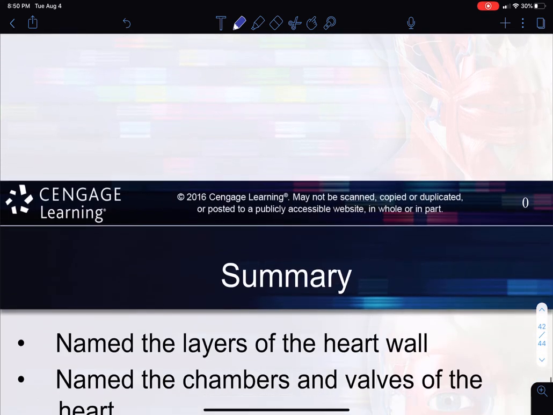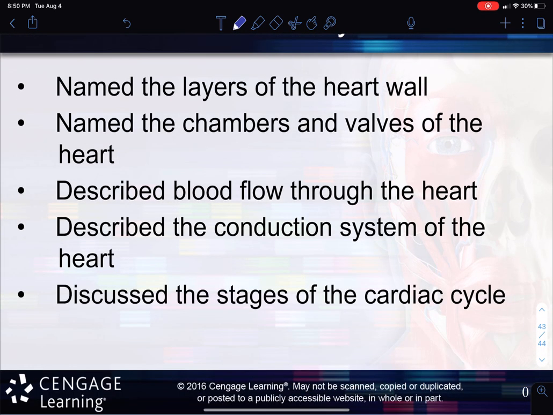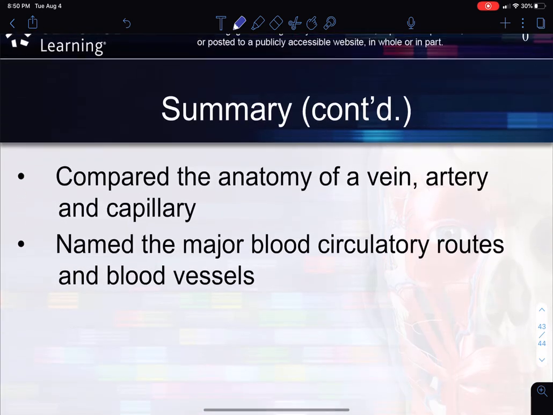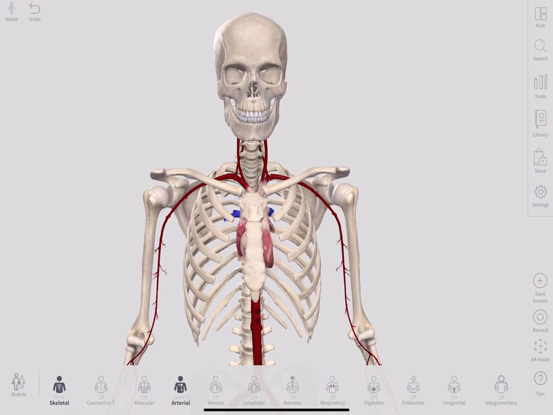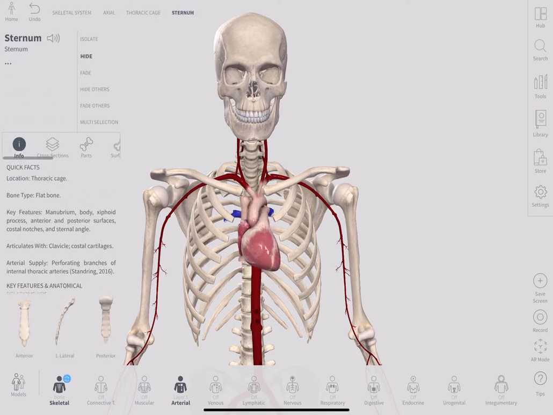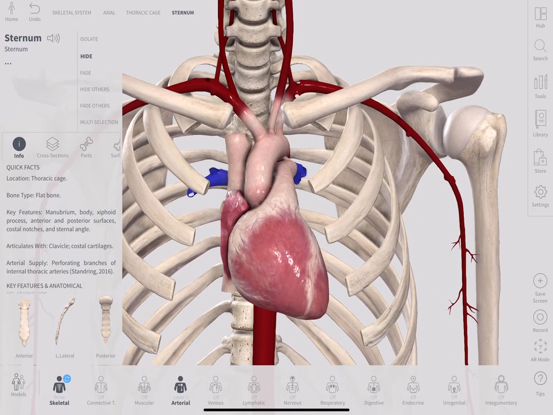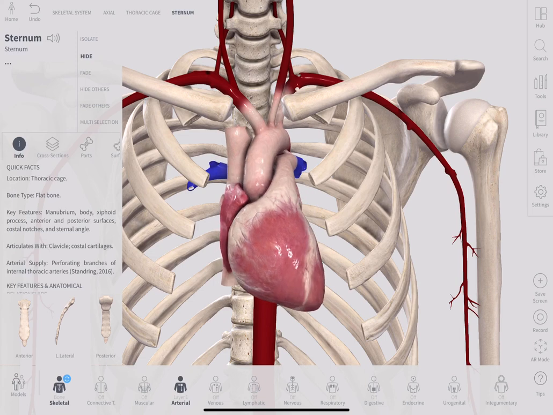All right, so here's a nice summary of what's going on. But before we finish, I want to take a moment to show you what things look like in a more three-dimensional format. I think this will be really helpful for the heart. So here we have a skeleton, and I added just one basic layer of the arterial supply. I'm going to highlight the sternum and hide that so we can zoom in on just the heart. You can actually see it pumping here, which is really nice.